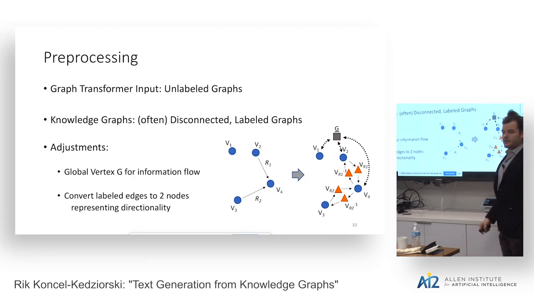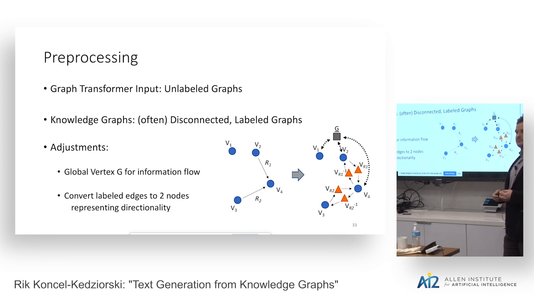Yes? If you have the same label, R1, between V1 and V3, would you use the same new vertex VR1, or would you have a different one for each? Yeah, so the question is, if we have the same label, if R1 and R2, for example, are the same label type, we would use different vertices, but those vertices would be represented by the exact same embedding at the bottom layer of the graph.